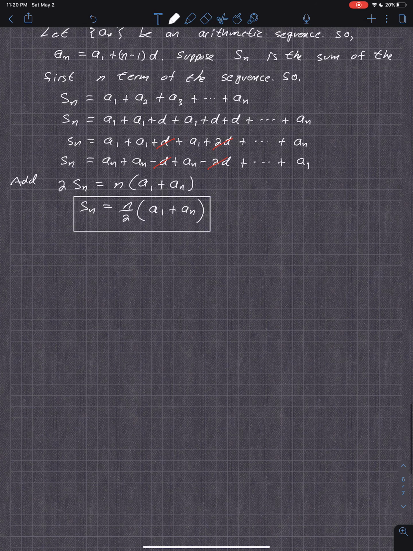So write this down. This is the sum of the first n terms, specifically of an arithmetic sequence. It's also called, in case you read the book, the nth partial sum. Nth partial sum is what that's called. So let's look at an example.